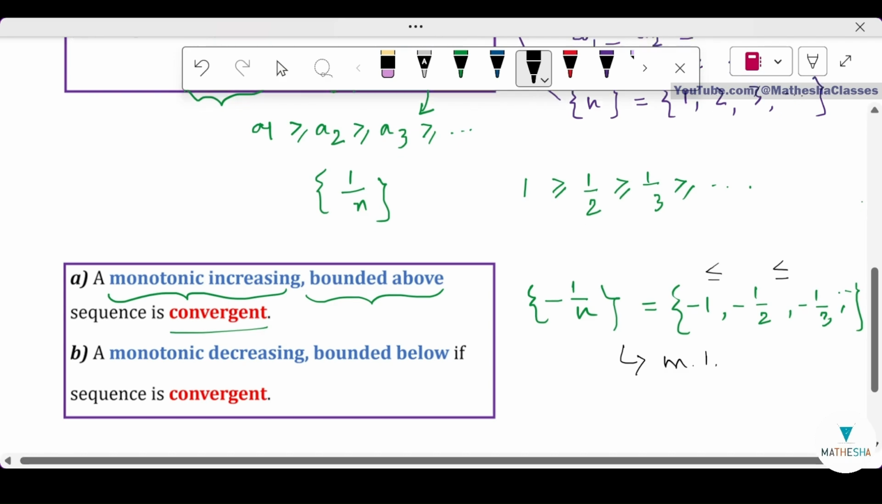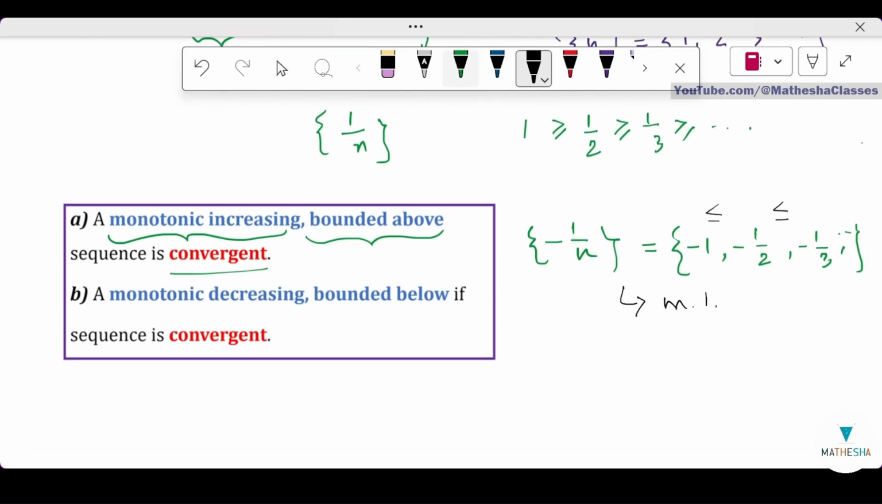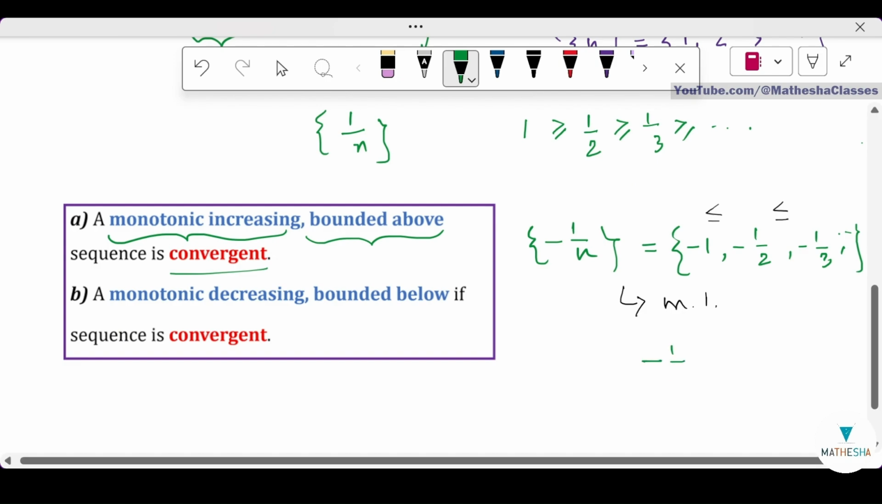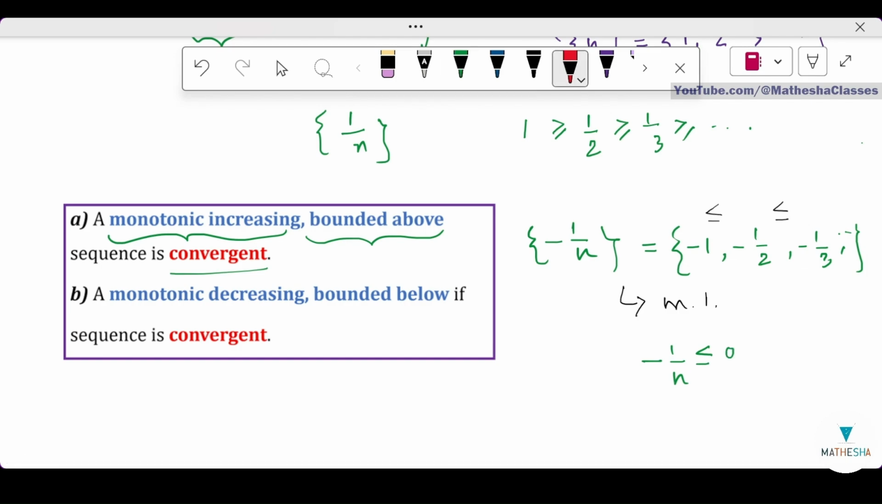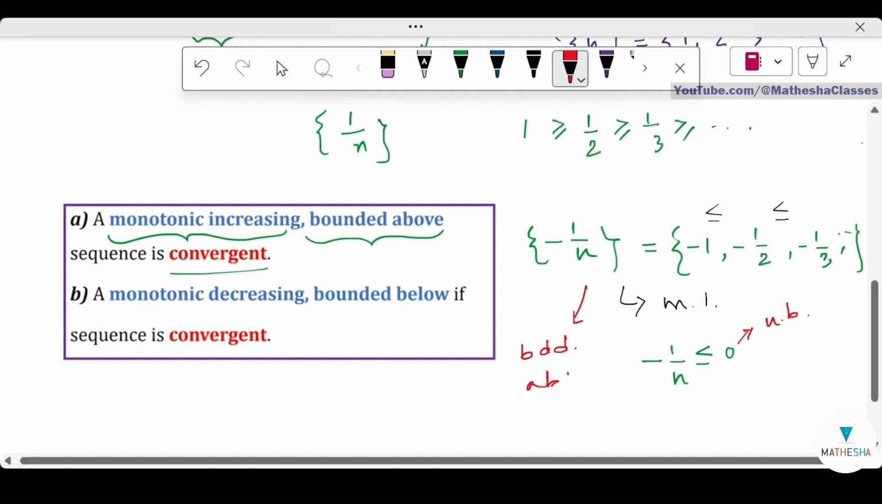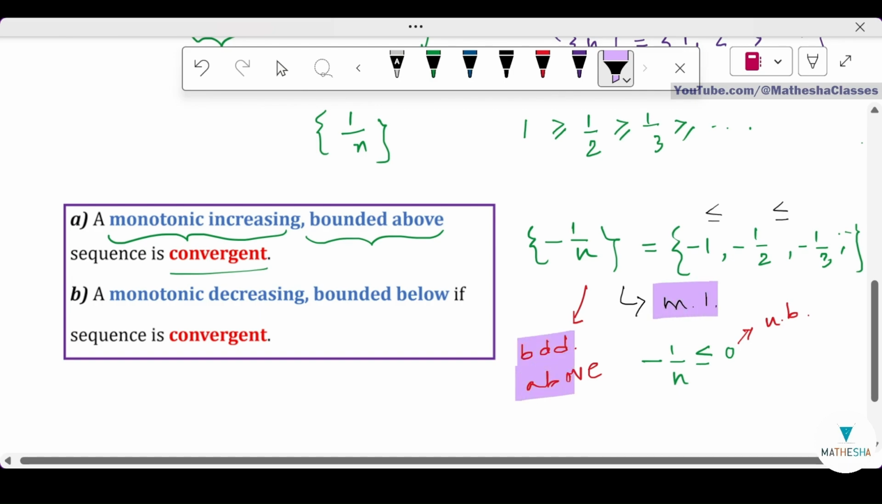Now note carefully, whatever term you are taking, it is of the form -1/n, and hence this is always less than or equal to 0. So 0 इस सीक्वेंस का एक अपर बाउंड है. इसका मतलब ये जो सीक्वेंस है ये बाउंडेड अबव है. तो आपके पास मिल गया एक monotonically increasing bounded above sequence.